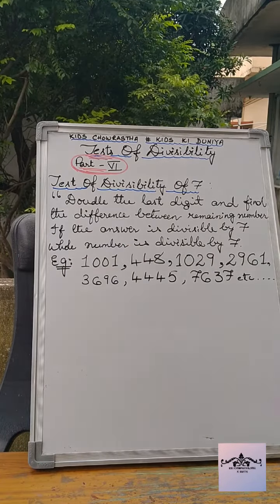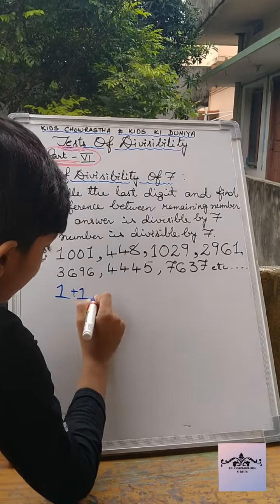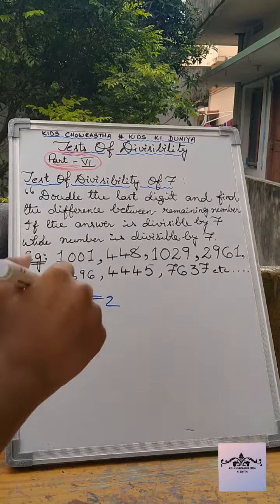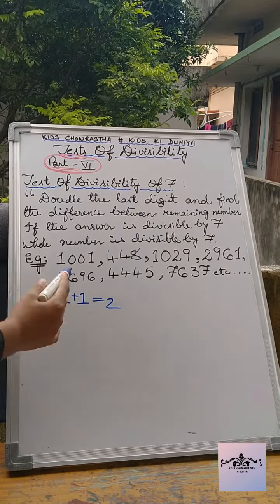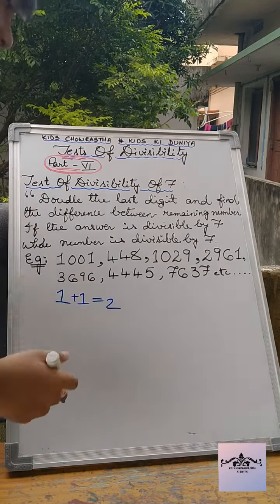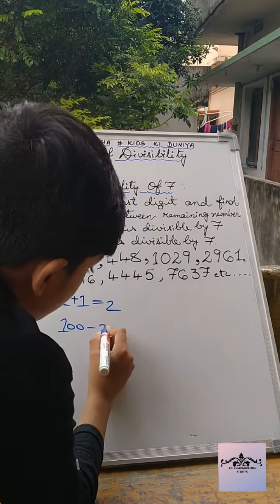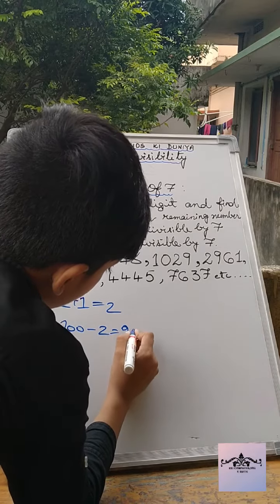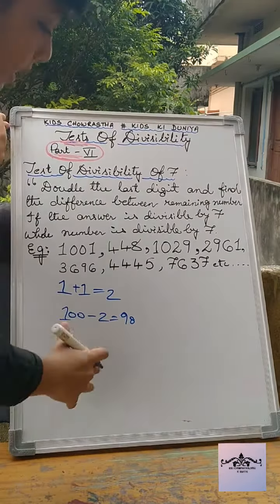Here I am doubling the last digit, which is 1. Double 1 is 2, and we have to find the difference between the remaining number and this. So the remaining number is 100. 100 minus 2 is equal to 98. Wait a second. Yeah, it's clear. So 100 minus 2 is 98.